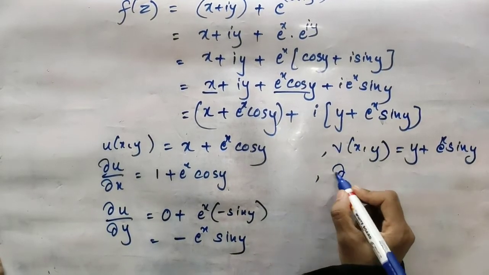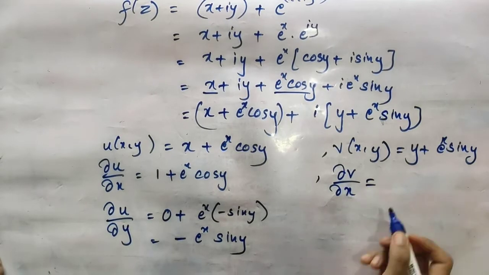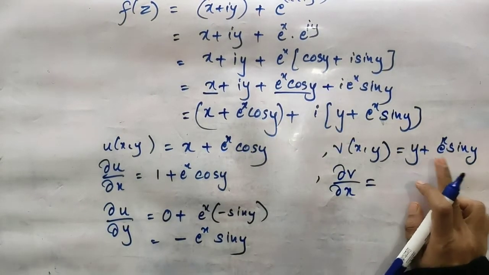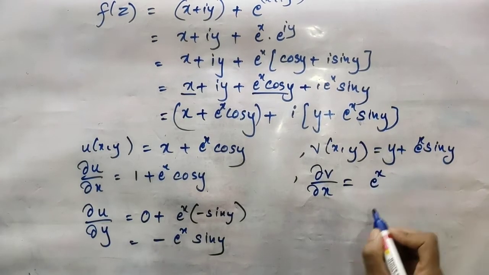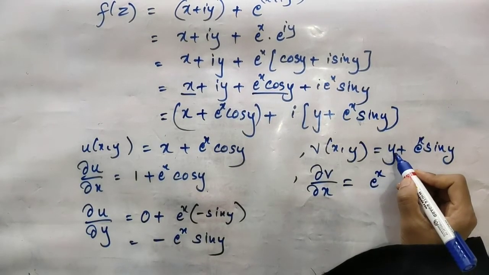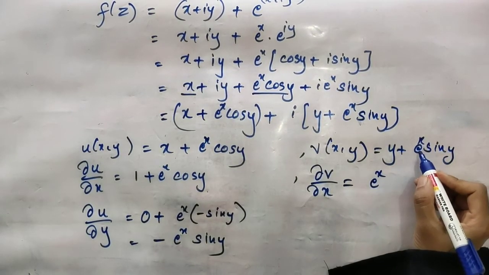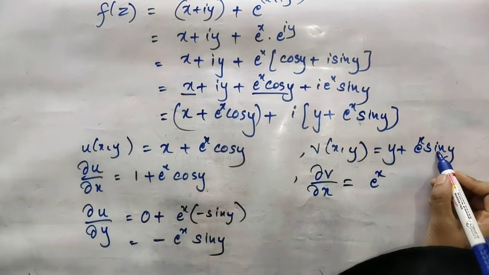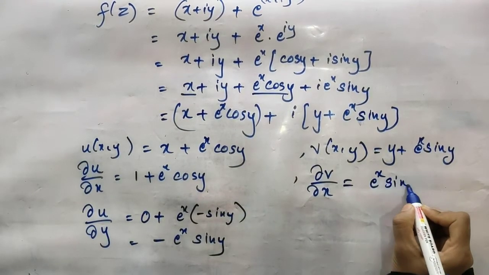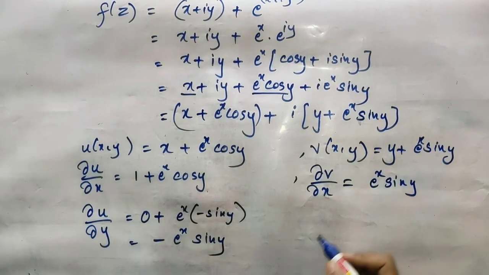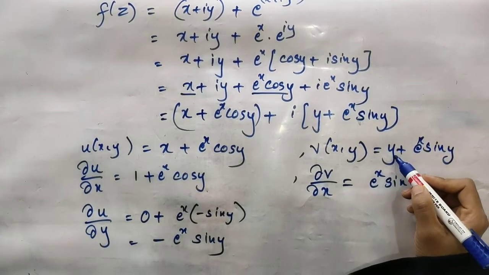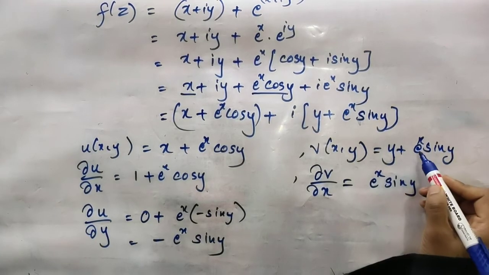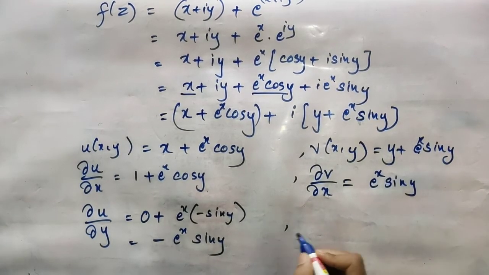Similarly, dou v by dou x. What is dou v by dou x? We are going to differentiate this with respect to x. Derivative of y with respect to x is 0. Derivative of e to the power x is e to the power x sin y as it is, because we are differentiating with respect to x partially here. Sin y is constant, and the derivative of e to the power x is e to the power x as it is.